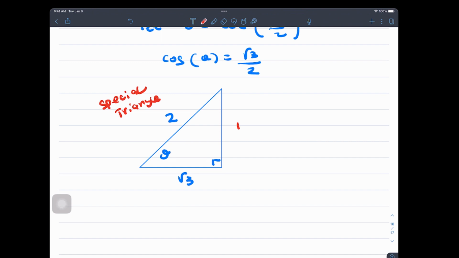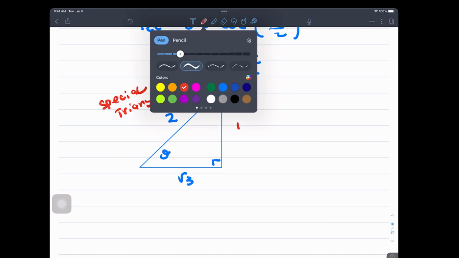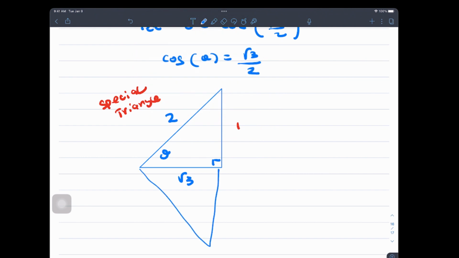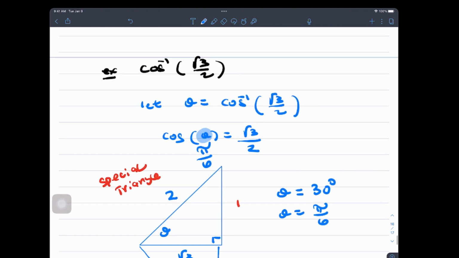Special triangles, they're essential. So when I see this, here's 1, here's 2. What's your angle theta going to be? What's theta? That's 30 degrees, which is pi over what? 5 or 6? So this is the angle theta that they're looking for. This is pi over what? 6. Here's your theta, pi over 6. There you go.